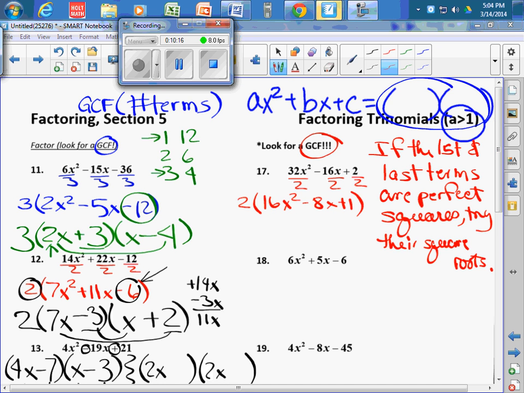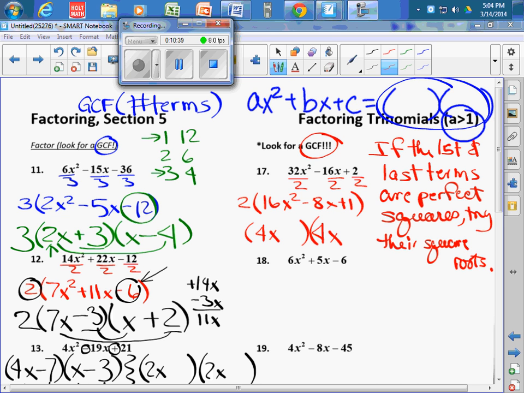Since this is guess and check anyway, if the first and last terms are perfect squares, try their square roots. We're going to have to guess anyway, so you may as well guess their square roots. Maybe it'll work. Since the square root of 16x squared is 4x, let's try 4x times 4x.